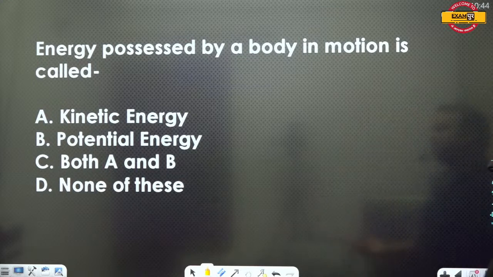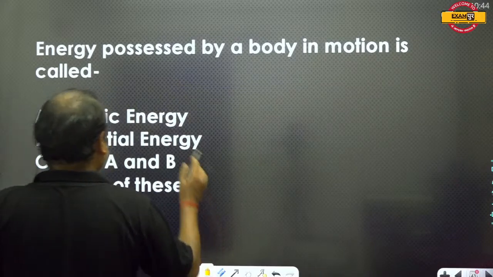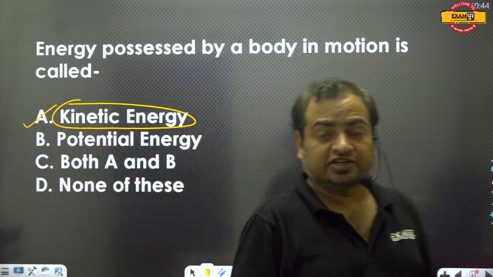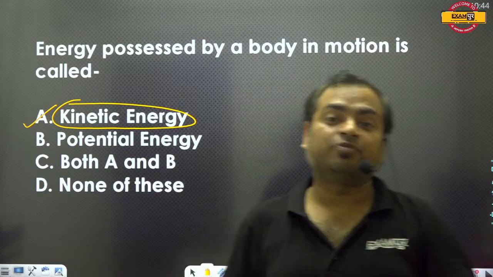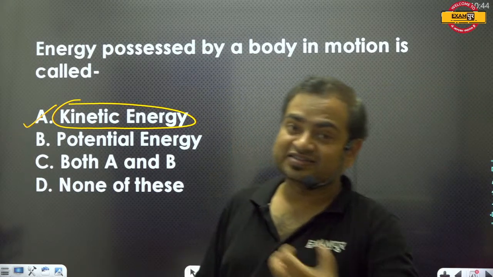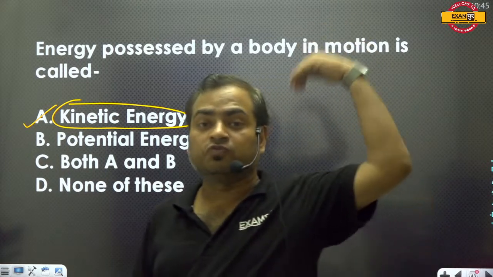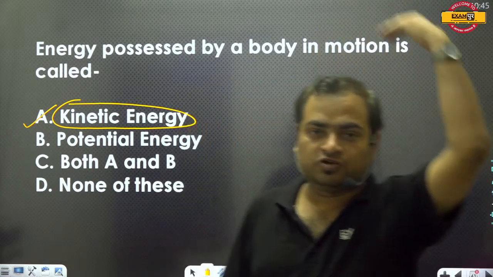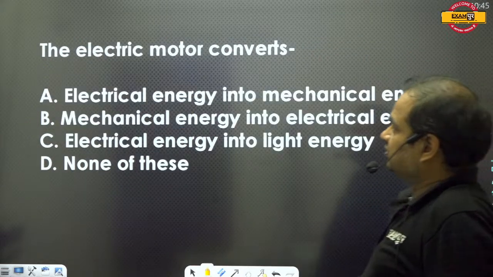Now, energy possessed by a body in motion is called. A body which is in motion has some energy, and this is known as the kinetic energy. Potential energy is due to the specific state of a body. Suppose that a body is situated on the roof of a very high tower, then it has some gravitational potential energy, due to its position.